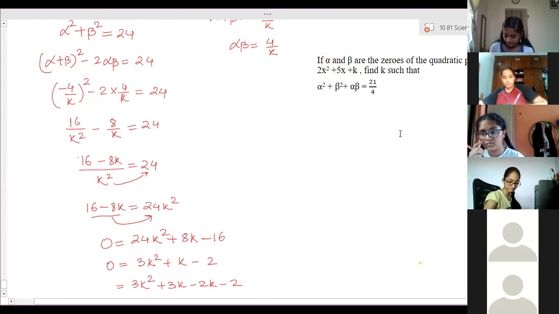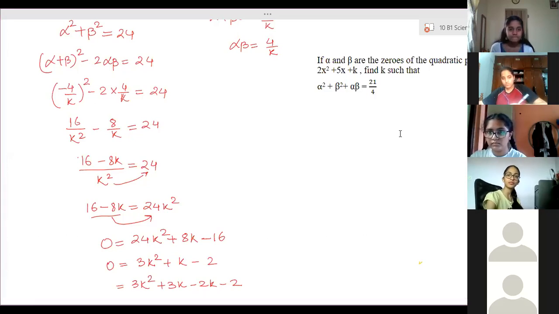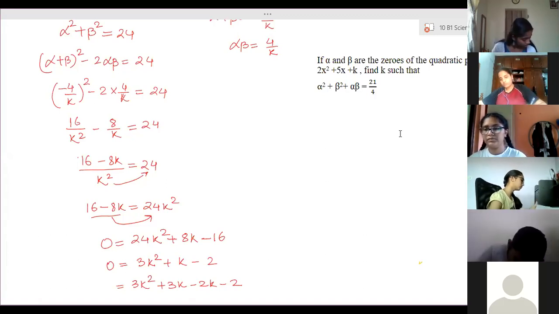Then 42. What is given? Alpha and beta are the zeros of quadratic polynomial 2x square plus 5x plus k. Find k such that alpha square plus beta square plus alpha beta is equal to 21 by 4. Again, we need to use the identity here. Done that, ma'am, just now.